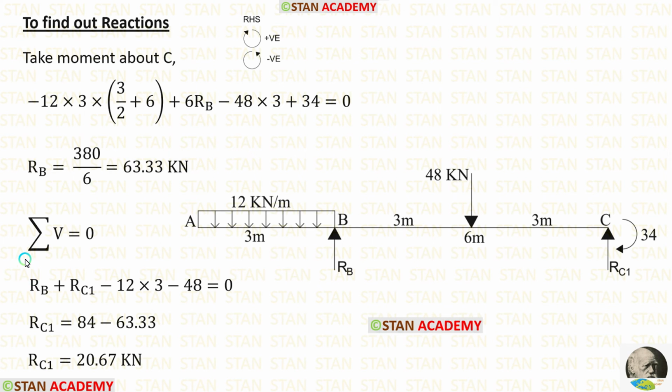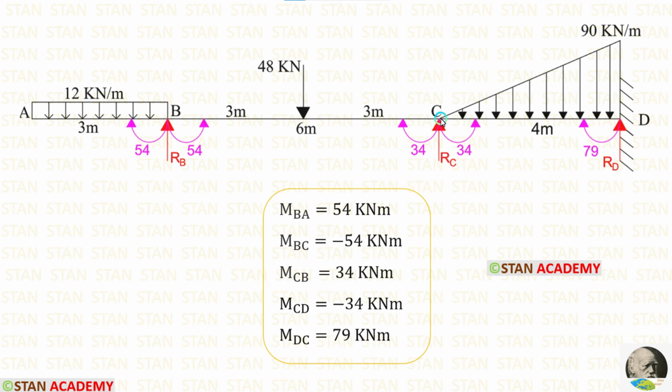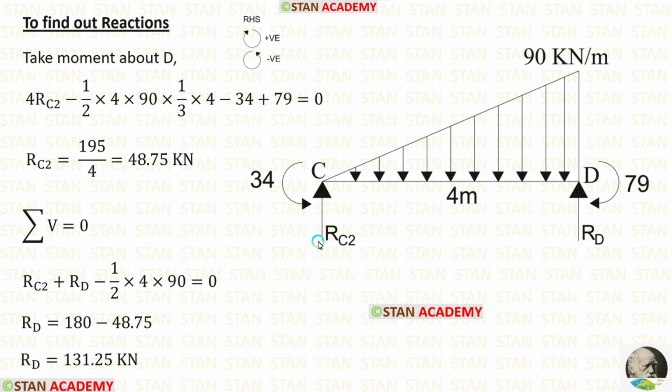Now let us apply the rule sigma V is equal to 0. Using the rule, we can calculate RC1, which is equal to 20.67 kN. Now let us take the span CD and calculate the vertical reactions. In the span CD, there are two moments: MCD, which is acting in the anti-clockwise direction, and MDC, which is acting in the clockwise direction. In this span, first I am going to calculate RC2.